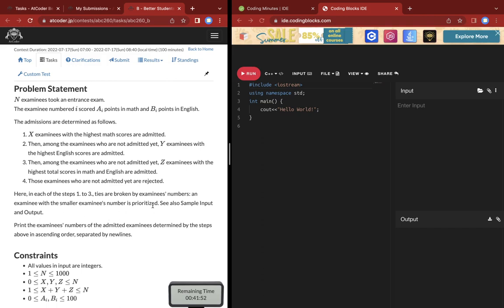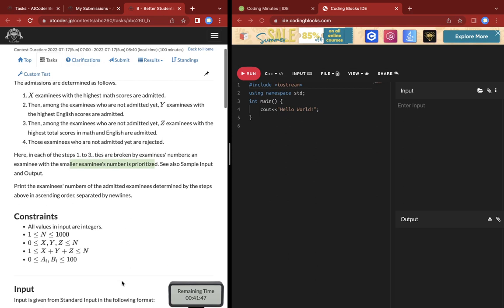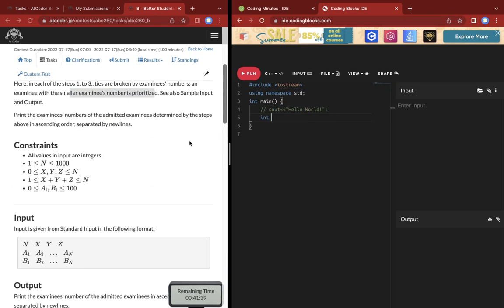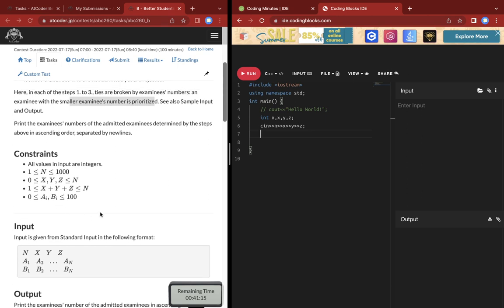Smaller examinee number is prioritized. What does that mean? N, X, Y, Z. N is up to 1000, X, Y, Z are up to 1000, X plus Y plus Z is up to 1000, and A_i and B_i are up to 100.